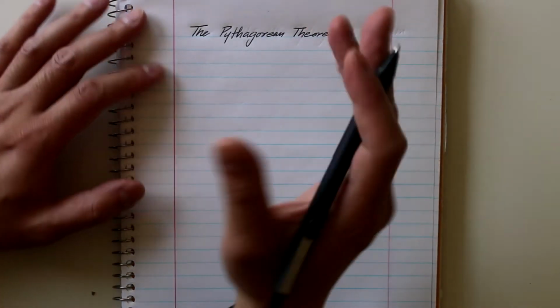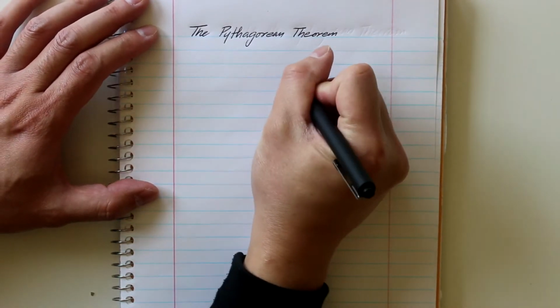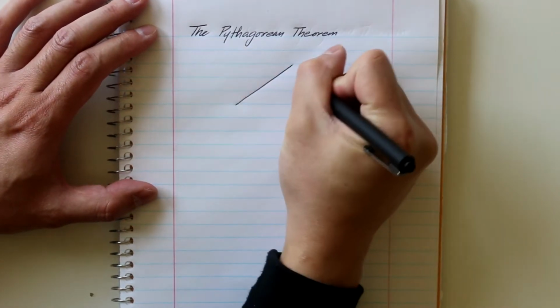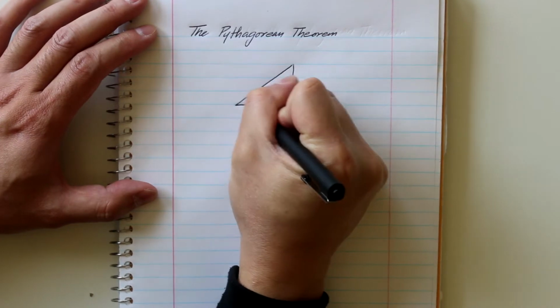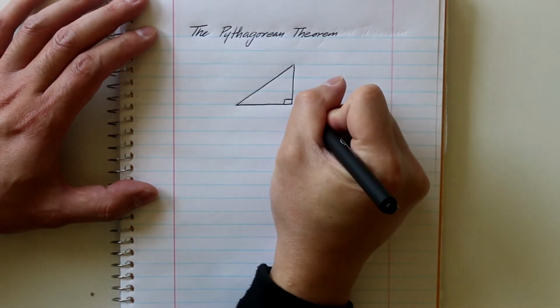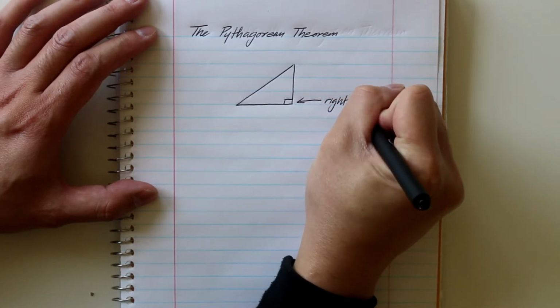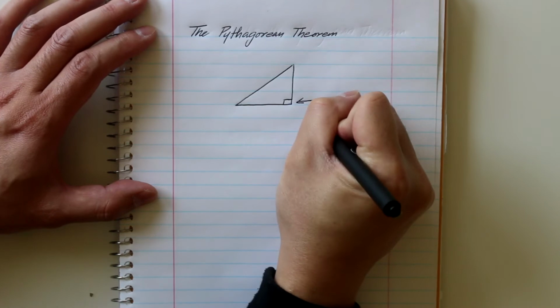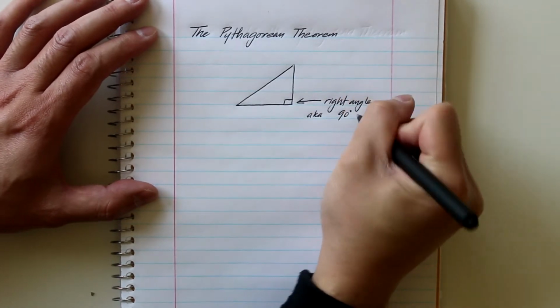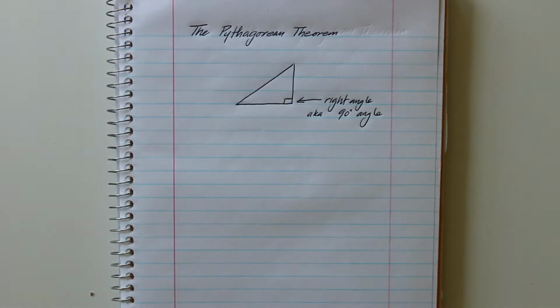Now, first off, to understand the Pythagorean Theorem, you have to know that it only applies to right triangles. And right triangles are the ones that have a right angle or a 90-degree angle. So again, that square right there, that is your right angle, also known as your 90-degree angle. So this only works as long as you're working with triangles that have that 90-degree angle.